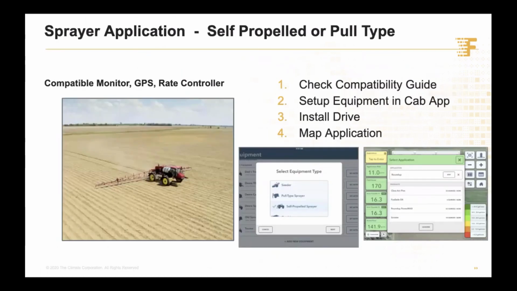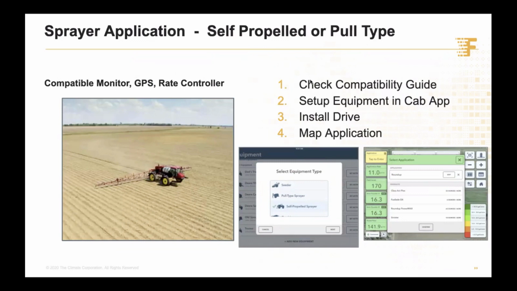I'm going to talk through very quickly here what are some of the different setups and how does it look in terms of making a compatibility assessment, and then we're going to jump into the Cab app here live. So spraying side, this could be a self-propelled or a pull-type sprayer. What we want to know to hook that FieldView Drive up to that equipment and then pair to the Cab app is, what is our monitor? So is that monitor compatible? Do we have a compatible GPS? And is there a rate controller? So think about it this way, that touchscreen display in that sprayer cab has to be reading the flow meter, controlling the rate, and likely doing the section control.